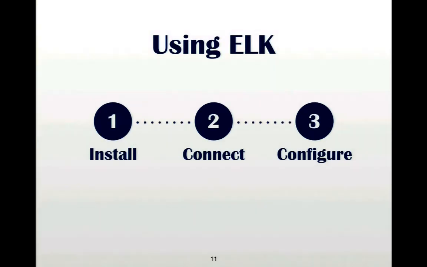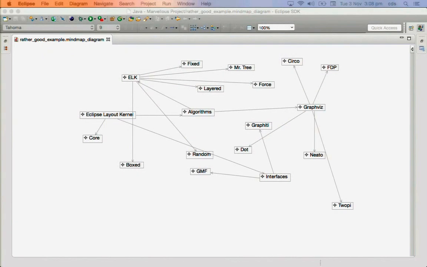Okay, so you have a rough idea of what the Eclipse Layout Kernel might be. Let's start using it. I've broken down using the Eclipse Layout Kernel into three distinct steps. The first would be installing the whole thing, which is kind of obvious. The second would be connecting your diagram editor to the layout kernel. And the third would be one of the most important, which is configuring automatic layout so it suits your kinds of diagrams. Okay, to demonstrate that, I brought a very sophisticated example.